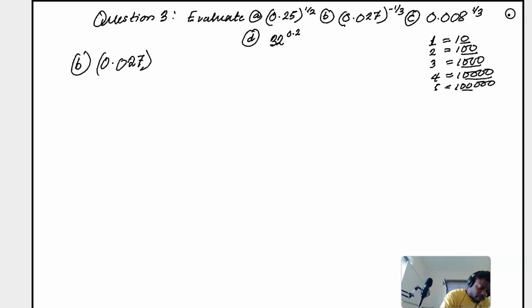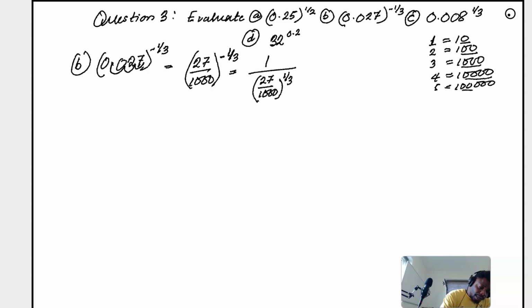0.027 raised to the power minus 1 over 3. Remember, I can count from the decimal backwards. 1, 2, 3. I counted 3. That is 27 over 1,000. As you remember, I counted 3. So, raised to the power minus 1 over 3. So, this is just conversion from decimal to fraction. So, as you can recall, when you have minus on the power, minus means 1 over. So I have 27 over 1,000, and I have 1 over 3 here.